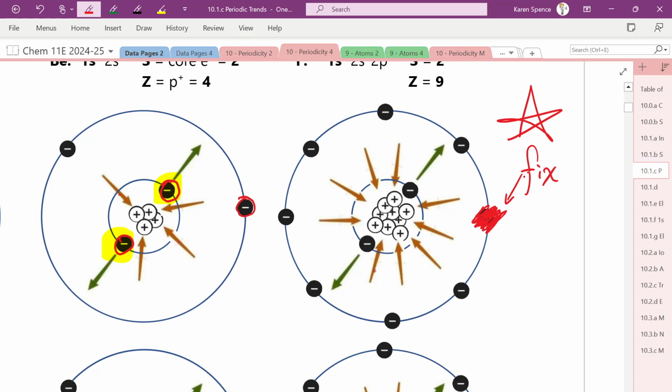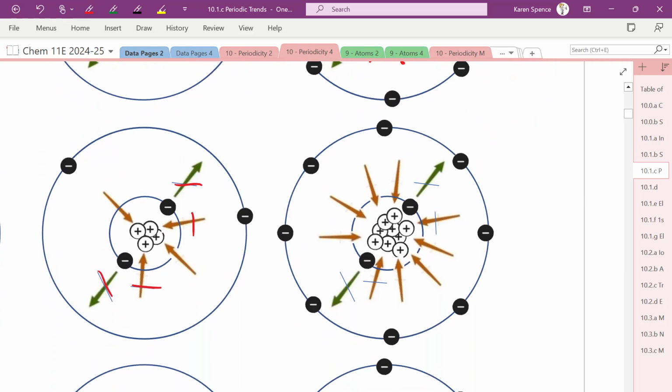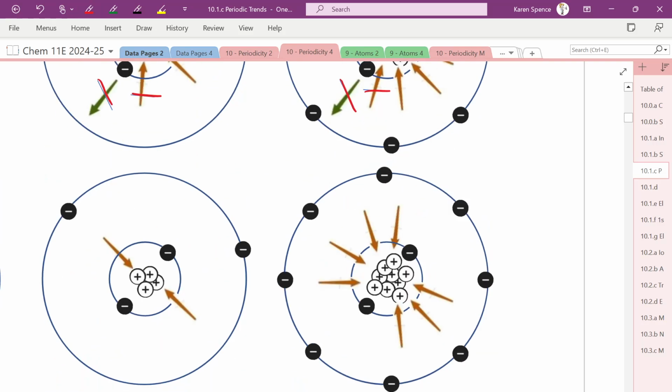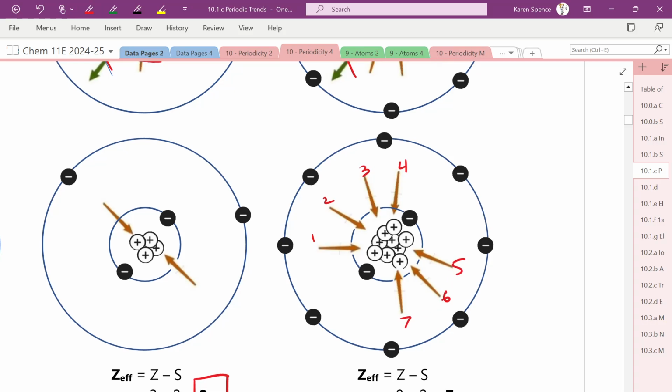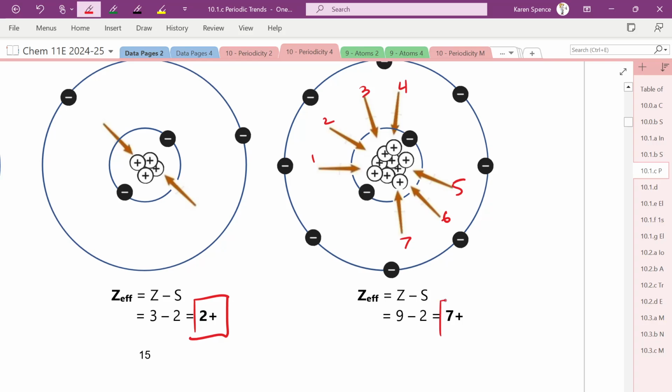We have 9 things pulling in. 1, 2, 3, 4, 5, 6, 7, 8, 9, but still only 2 core electrons pushing out. So how many things cancel? Only 2 of the pull-in things. And so we are left with 1, 2, 3, 4, 5, 6, 7 pulls in. And so our Zeff is +7.